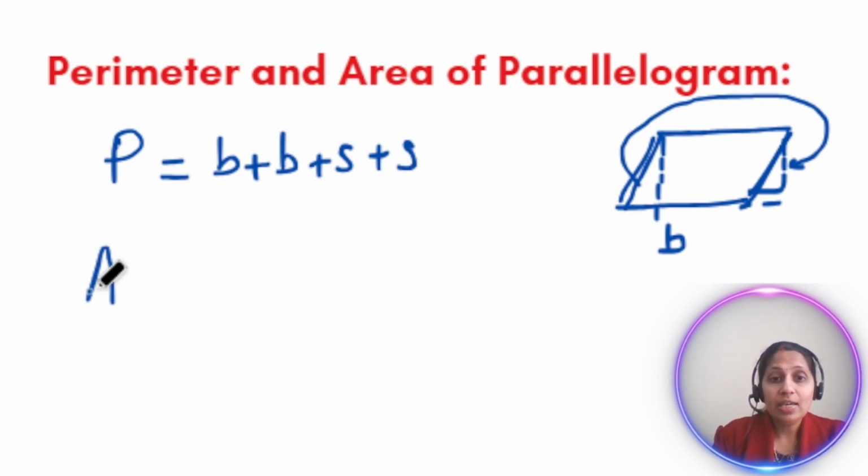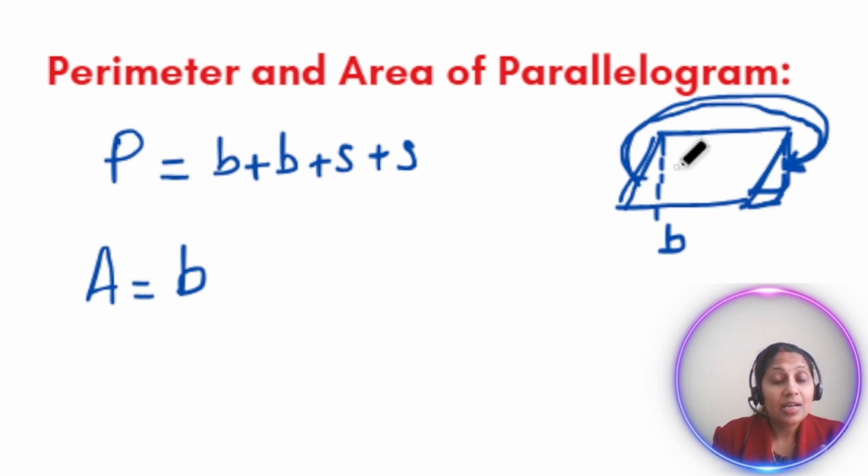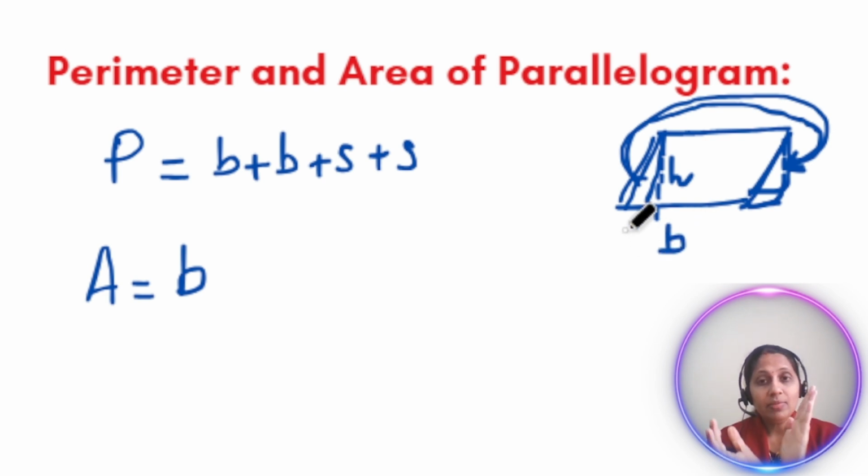Now coming to the area, as I told you already, it's row into column. Row is nothing but your base, right? When you cut the triangle and shift it here, you get a rectangle, right? And the height of this parallelogram is nothing but your column. Column into row gives you area.